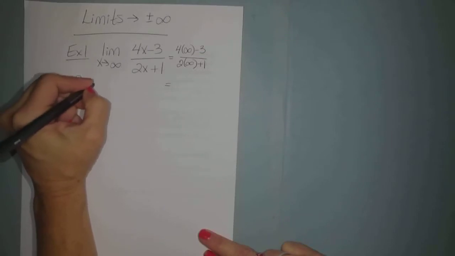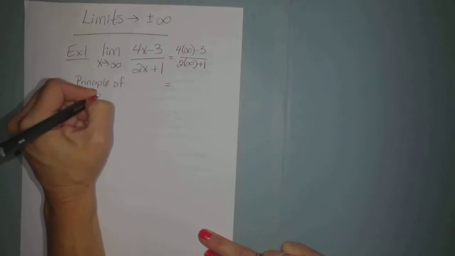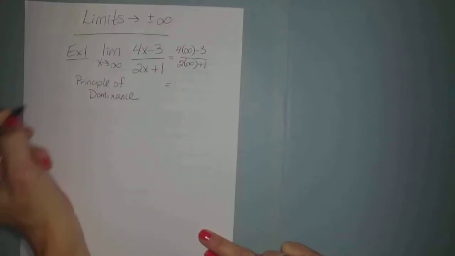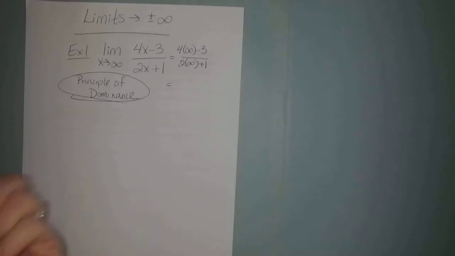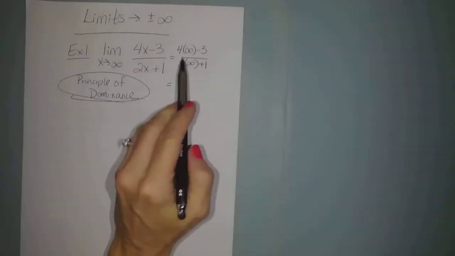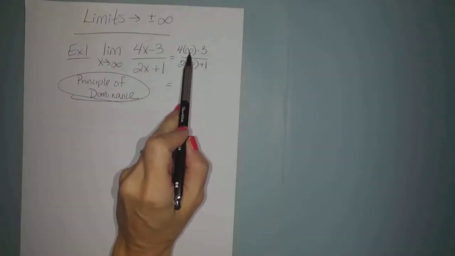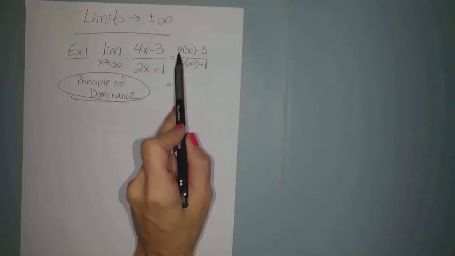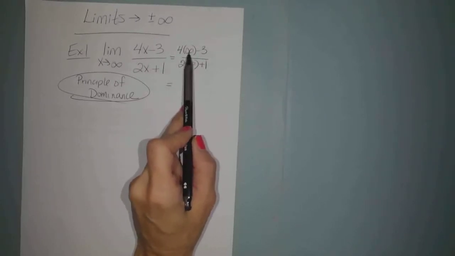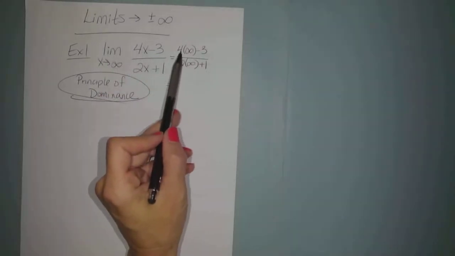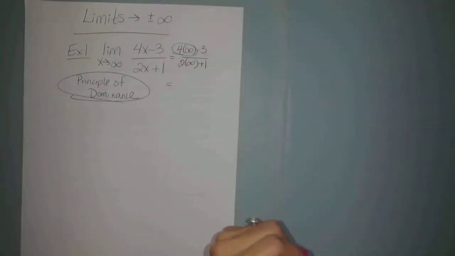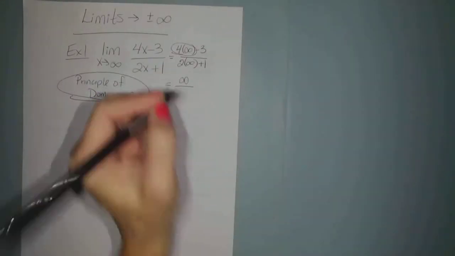And now I'm going to exercise something called the principle of dominance. You may have studied this in your pre-calculus class. The principle of dominance says that when dealing with infinity or negative infinity, you're really focusing on the term of highest power. So in other words, when you take 4 times infinity, that's going to give you infinity. And this minus 3 has really no impact on this really large number here. So the principle of dominance would say, just take 4 times infinity, and that's infinity.